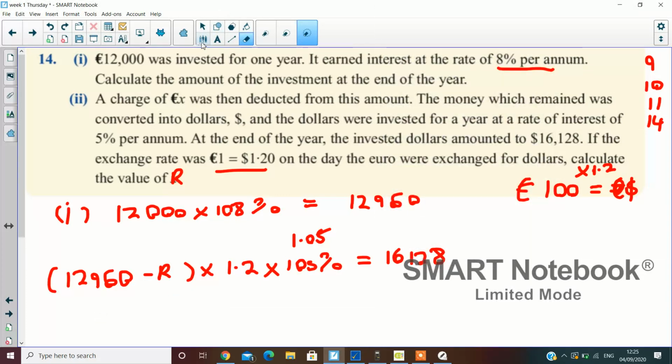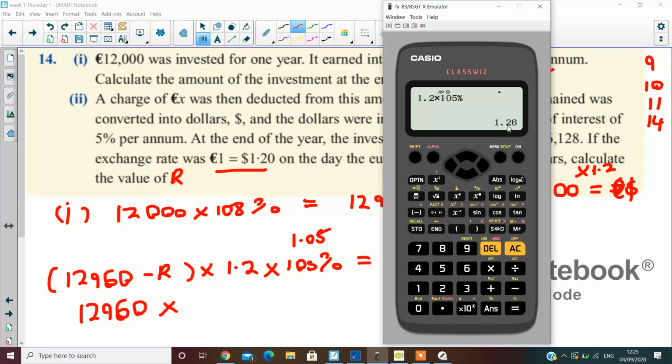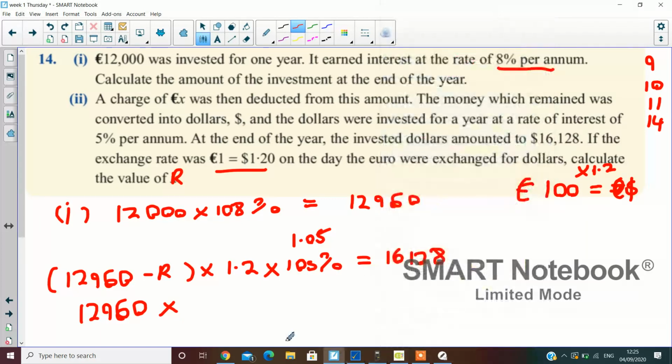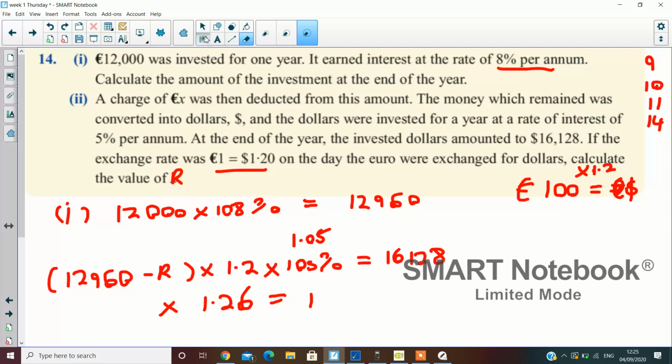So this 12,960, and I'm going to do it a different way in a minute, all right? So this 12,960 gets multiplied by 1.26. And the answer is 16,128. I'll calculate the value of R. Sorry, I left out the R.